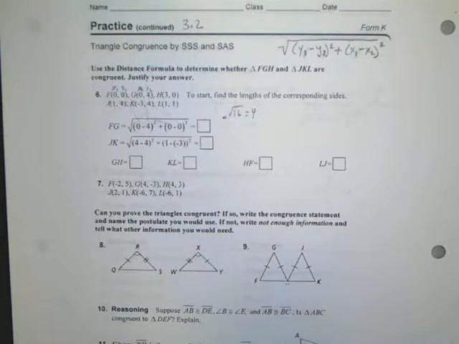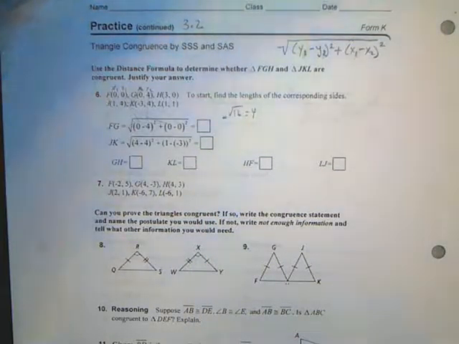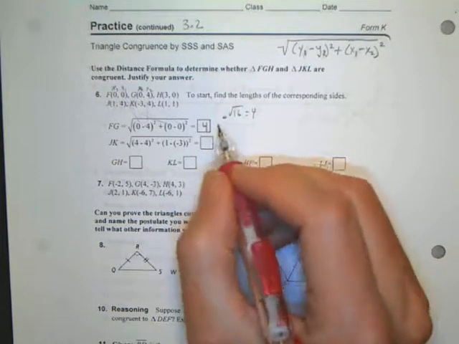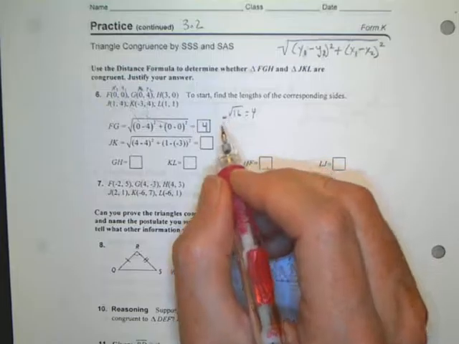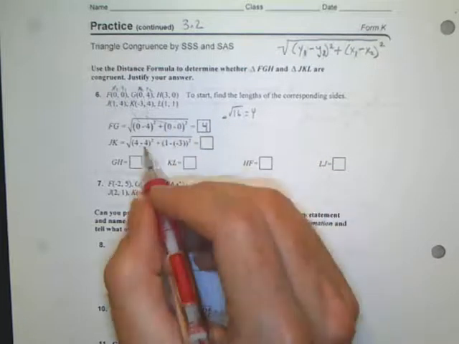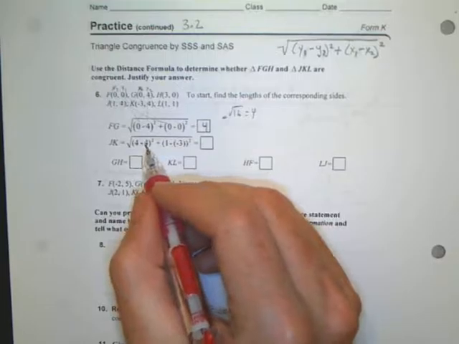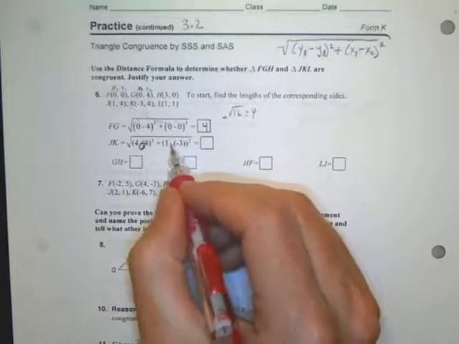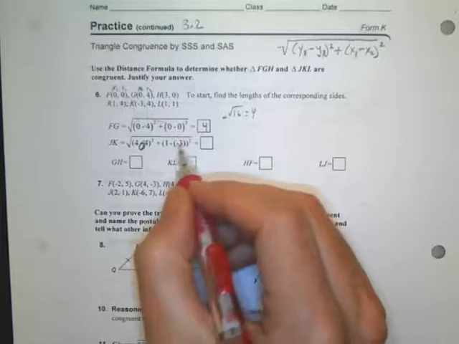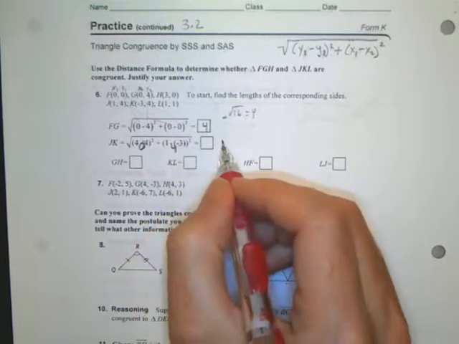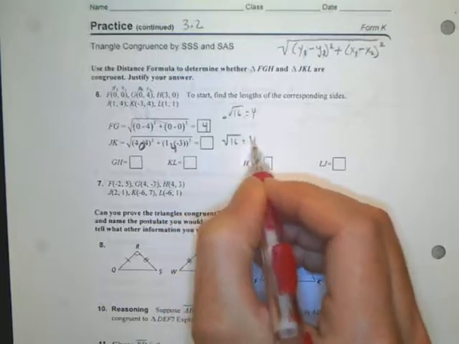Okay, we good so far with that? Basically we're just plugging in numbers and working them out to get what we need. So we would say FG is 4. I'm good there. Then I'd have to say what JK is going to be. At this point, I don't know if this is all going to work out. I have 4 minus 4 is 0, so I can write a 0 right here. Plus 1 minus negative 3, that's going to be 4 again. And 4 squared is 16. So I end up with the square root of 16, which is equal to 4.